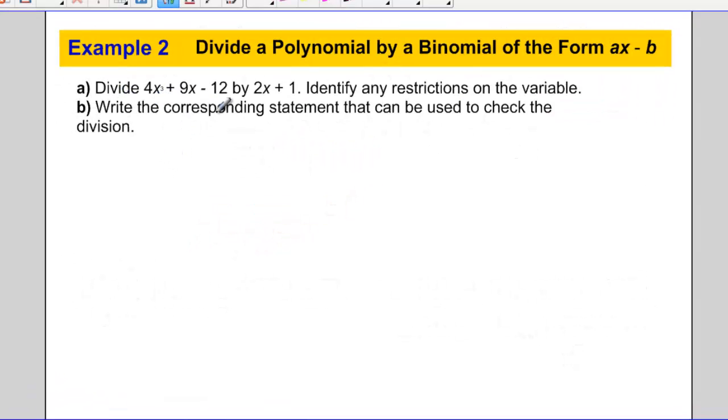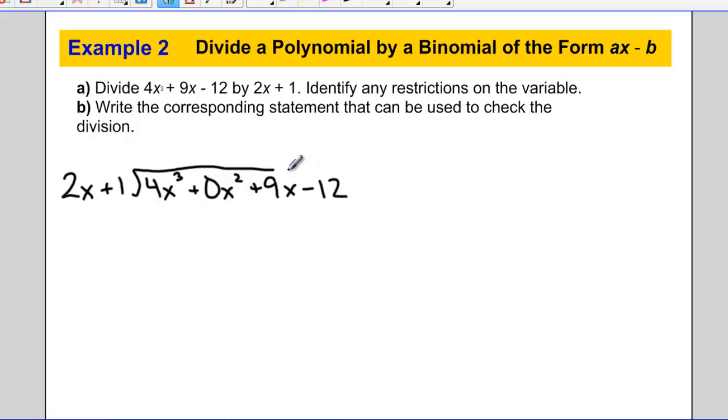Dividing 4x cubed plus 9x minus 12 by 2x plus 1. So I'm going to set this up the same way as my previous question. 2x plus 1, my division symbol, and then writing in order of descending power 4x cubed. Notice how there's no x squared term here? We need to represent that in the division by adding in a term of 0x squared. That represents a placeholder. Plus 9x minus 12.